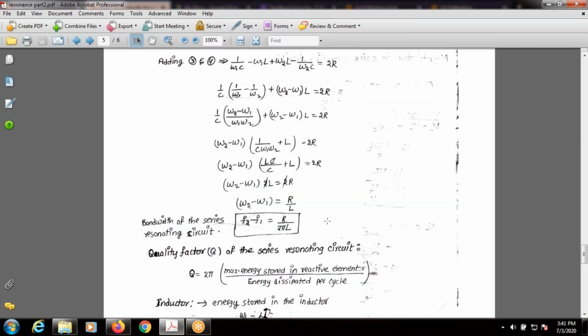Okay, what it indicates is that in a series resonant circuit, the bandwidth is directly proportional to the resistor value R and inversely proportional to the inductor value. The bandwidth mainly depends upon the resistor and inductor only. It is directly proportional to the resistor and inversely proportional to the inductor, and 2 pi is the constant.